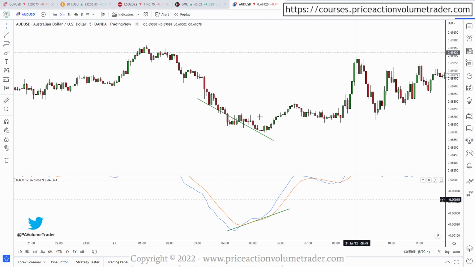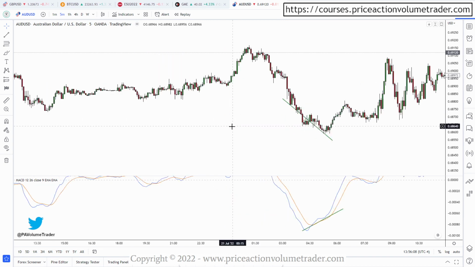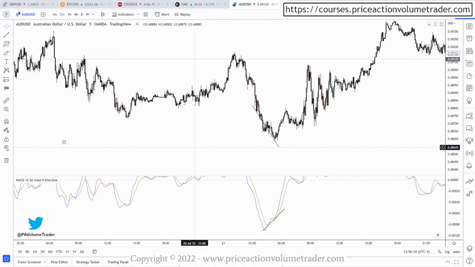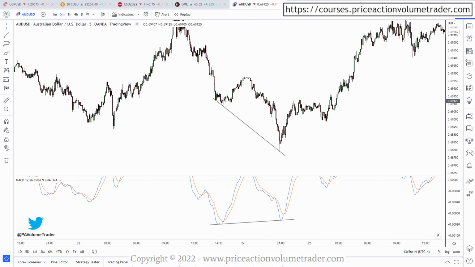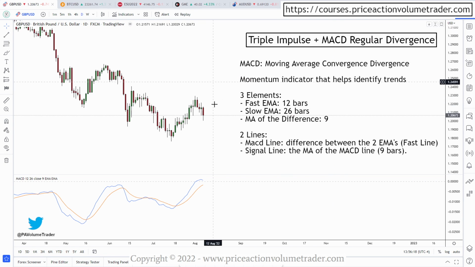And then here again, this is another one that is not as clear because it's sort of chopping a lot, but basically you can see this push here, another push here, and then the other one here with the MACD divergence to the upside. Okay, and that's pretty much it for the video. I hope this has been insightful and helpful for all of you.